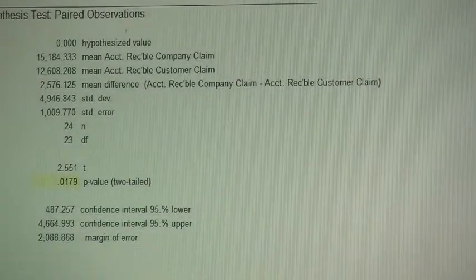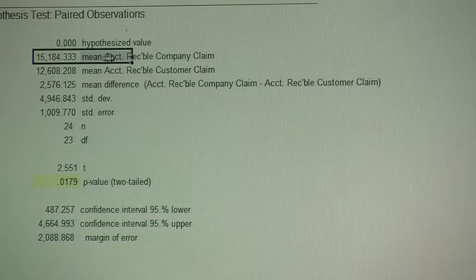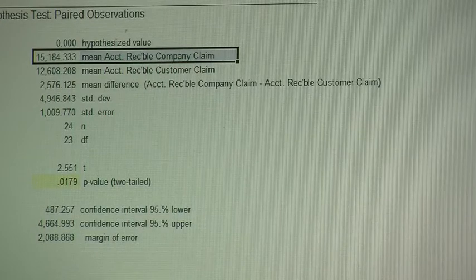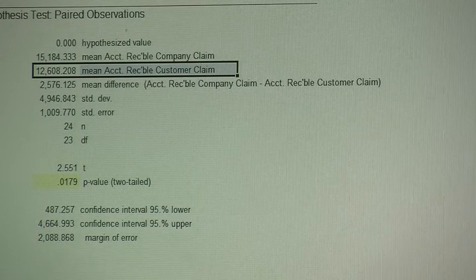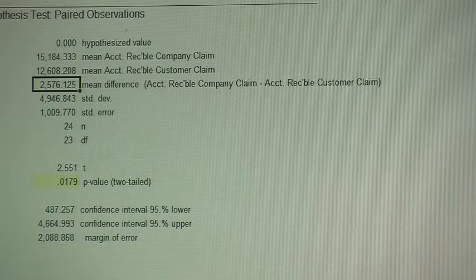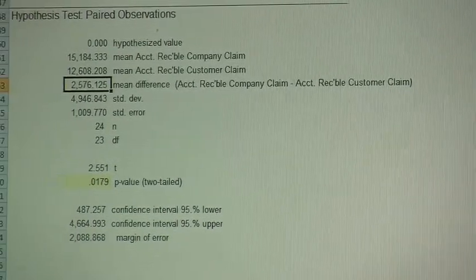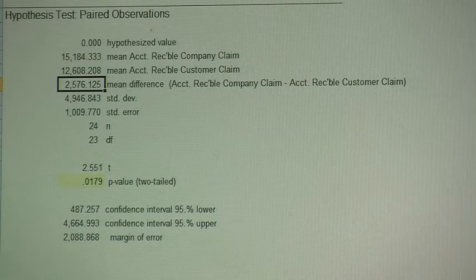Okay, now you should recognize this output from the previous mini lecture. If you'll recall, we ran a difference of means test, and the company claimed it was owed on average $15,184. The customers claimed that they owed the company $12,608. So our real question was, is our observed difference of $2,576 statistically significantly different from zero or not?